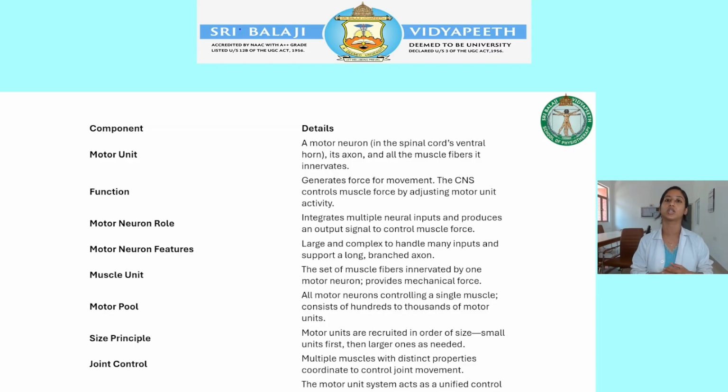First, a motor unit has three components: the axon, the nerve cell, and several muscle fibers. And what is the function of the motor units? The main function of the motor unit is to generate force for movement, and with the help of the CNS, it controls the force and movement by adjusting and recruiting a greater number of motor units.